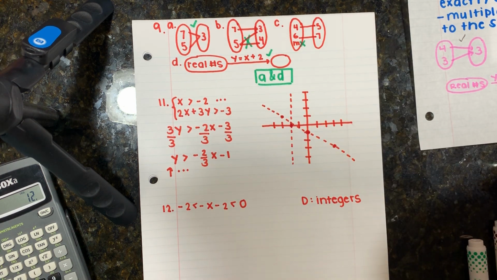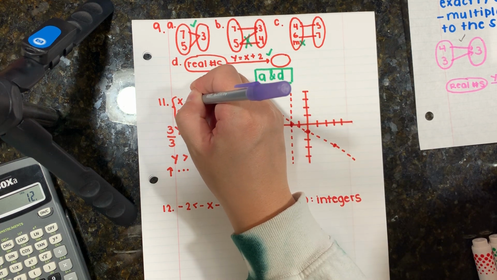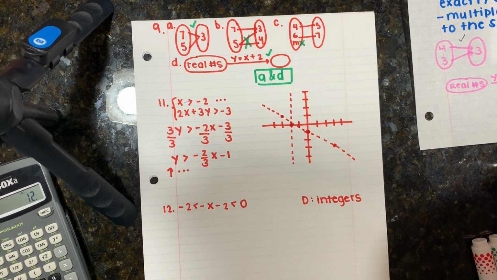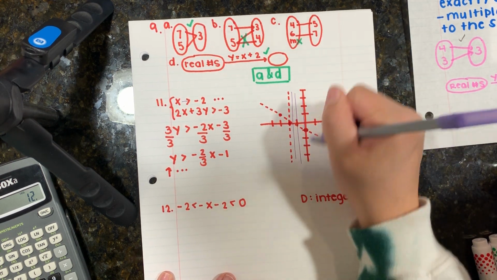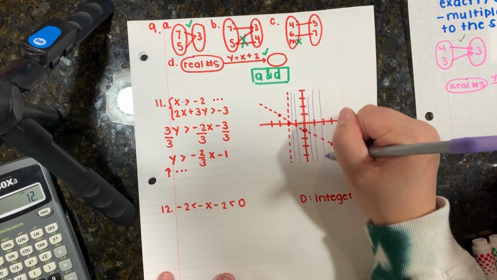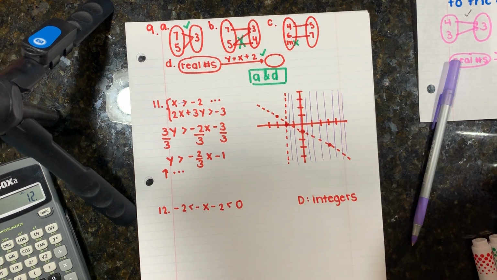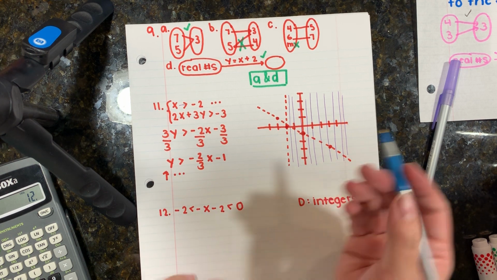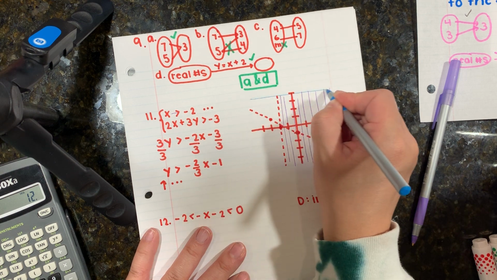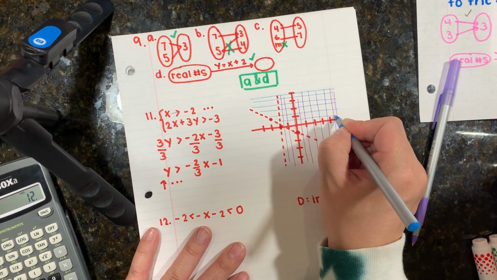Okay, so now is the shading portion. So those are my two lines. Now I have to shade. So for x is greater than negative 2, if I stuck the arrow in the alligator's mouth, that points to everything to the right of this dotted line. So that means I would shade all of this. Everything to the right. Now, for this one, my dotted line, I said y is greater, so I'm going to shade everything above it. So everything above the slanted line would be all of this portion here.